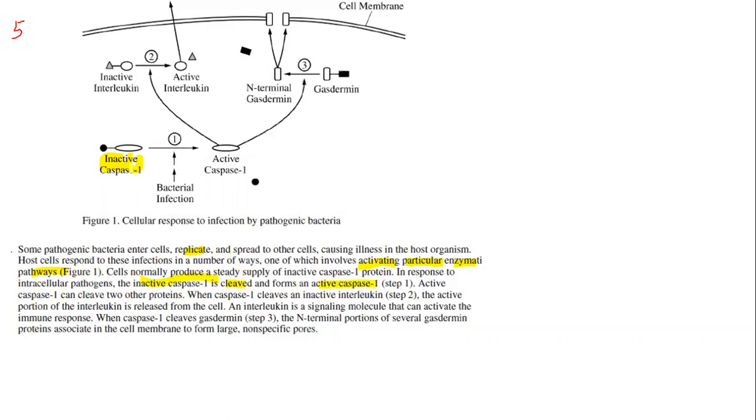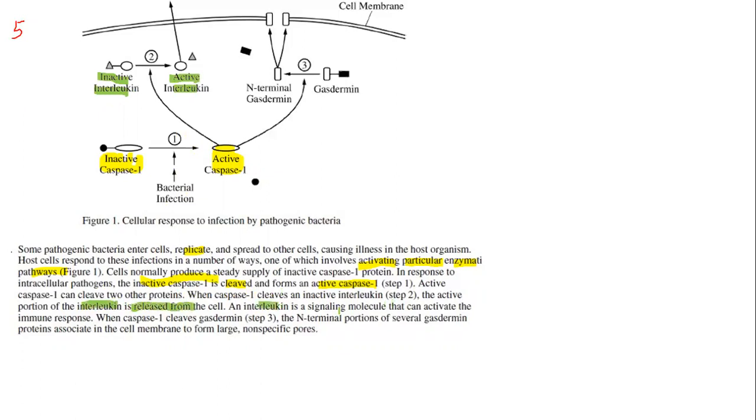So basically you have this protein, there's this molecule that's attached to it, and then it's removed once it's infected, and then you form an active caspase. Active caspase-1 can cleave two other proteins. When caspase-1 cleaves, step 2, an active interleukin, the active portion of the interleukin is released from the cell. So basically, you don't need to know anything about interleukin, just follow the picture, and all you need to know is that this active caspase can go ahead and activate this inactive interleukin and it becomes an active interleukin. And then it just tells you that the active interleukin is released from the cell.